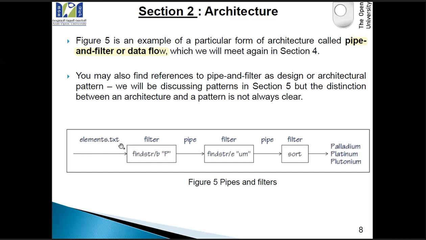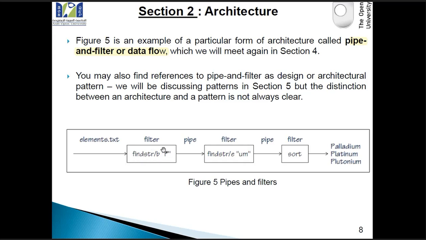This text has a set of words, موجود داخله مجموعة من الكلمات. The first filter element is asking you to find string, find str /bp. What does that mean? أوجد لي الكلمات اللي تبدأ بحرف P. Find the strings that start with P. So if I have a list of words, I'm going to filter them. راح أستخرج فقط الكلمات that start with P.